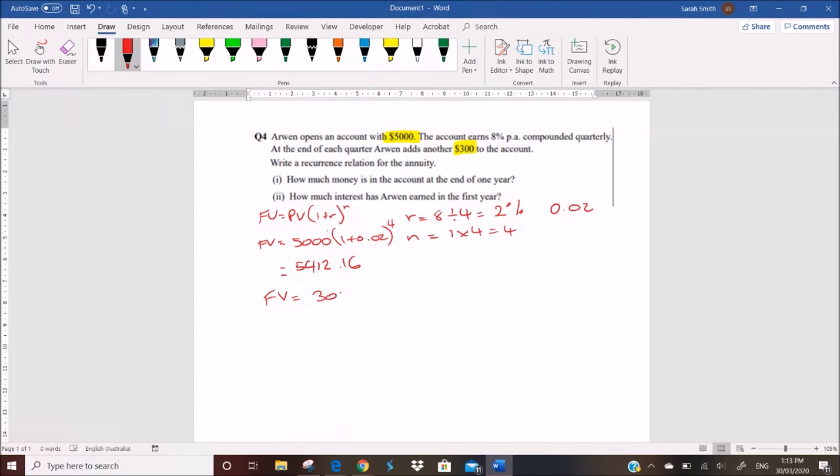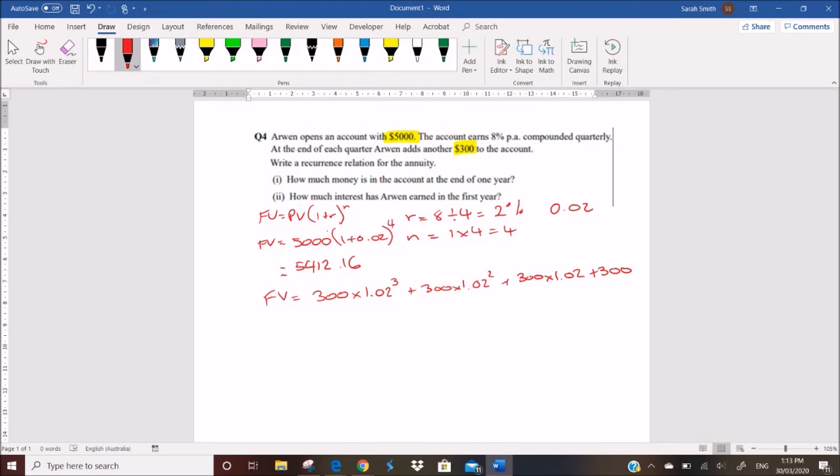Okay, as for the 300, that will be our future value of the annuity part of this. It will be 300 times 1.02 to the power of 3, plus 300 times 1.02 to the 2, plus 300 times 1.02, plus 300.